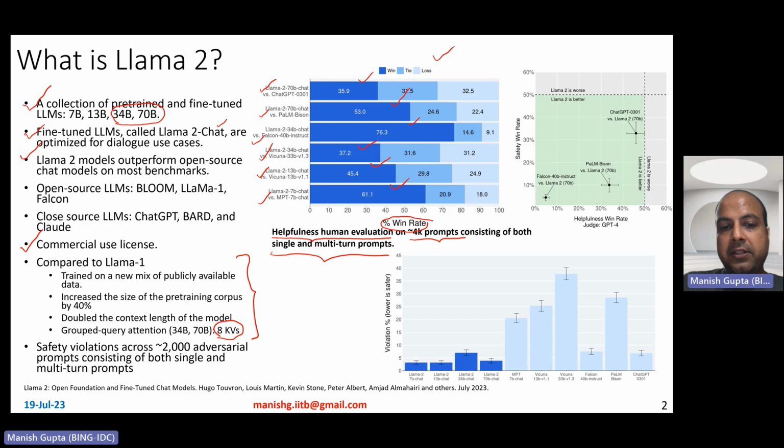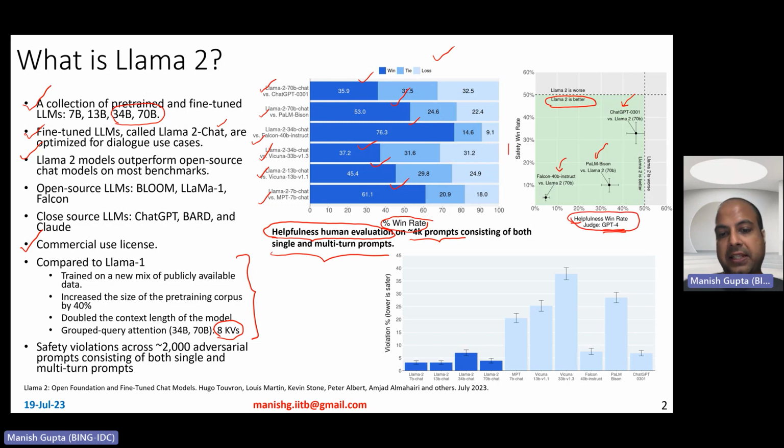Now, this is on helpfulness. Of course, they also evaluate on a trade-off between helpfulness versus safety. So essentially, how many times GPT-4 thinks that the Llama 2 model outputs are more helpful and more safe compared to other models. So now they compare again with ChatGPT, with Palm Bison, with Falcon 40 billion instruct, and they find that in all of those cases, Llama 2 is actually better, both in terms of safety as well as in terms of helpfulness as judged by GPT-4.